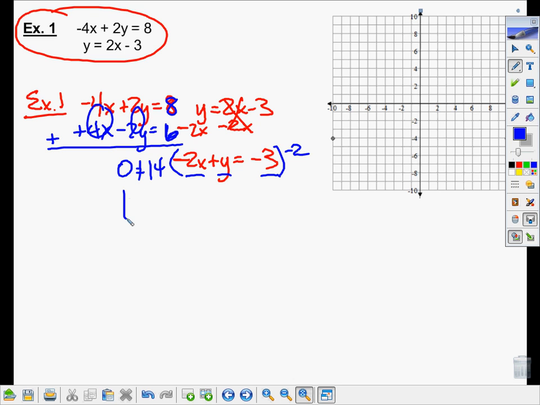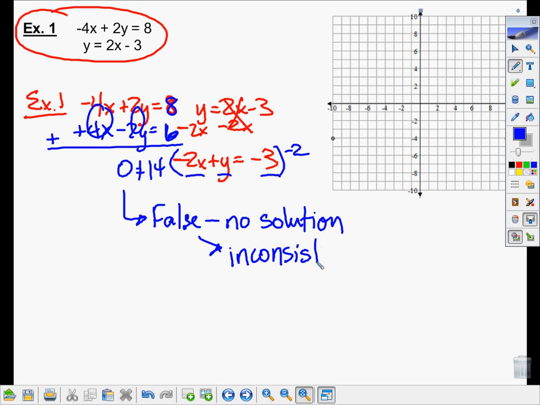So since this is a false statement, this is a situation where our two equations have no solution. And if they have no solution, we would call this an inconsistent system.